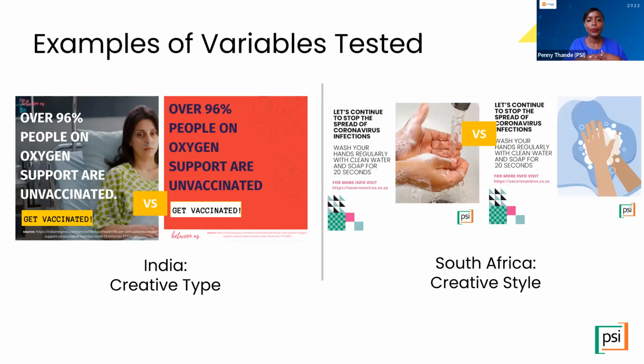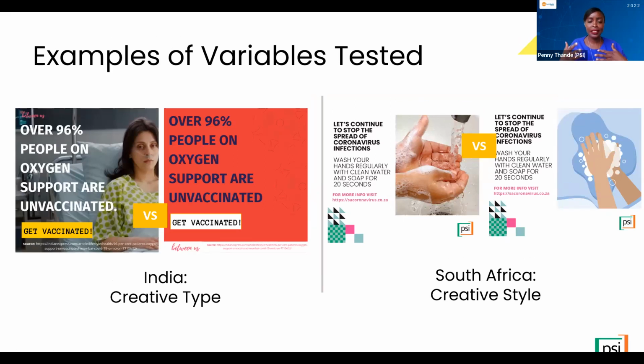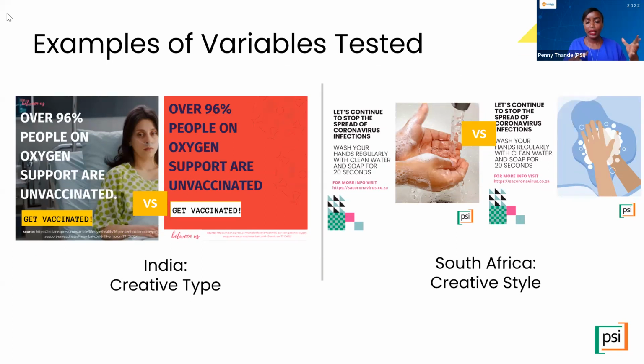And then in South Africa, this was creative style. On one side you have the hands of a real human being, and on the other side an illustration. We also tested this because it's the digital world: online behavior changes, and preferences change based on the target audience. Everything else, again, is constant, and we were just testing an illustration against a real person.